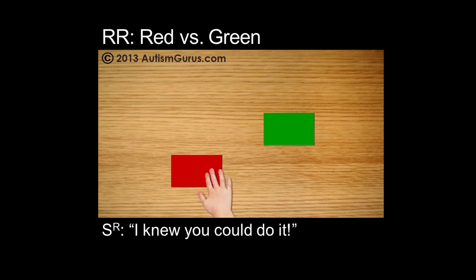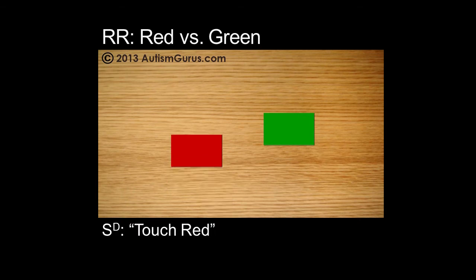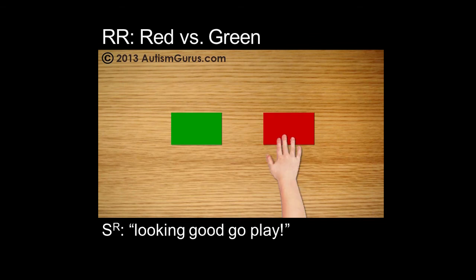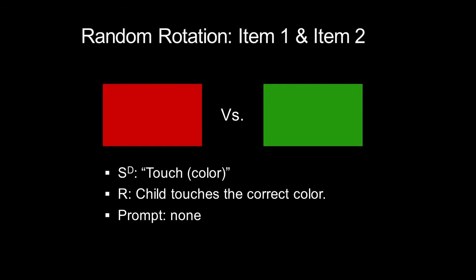Now let's do the same thing for red. Touch red. I knew you could do it. Again, let's reduce the distance to help fade the prompt. Touch red. Stellar! Let's eliminate the prompt entirely. Touch red. Nice work! Let's finish up the initial random rotation without any prompts. Touch green. Fantastic! Touch red. Looking good, go play.